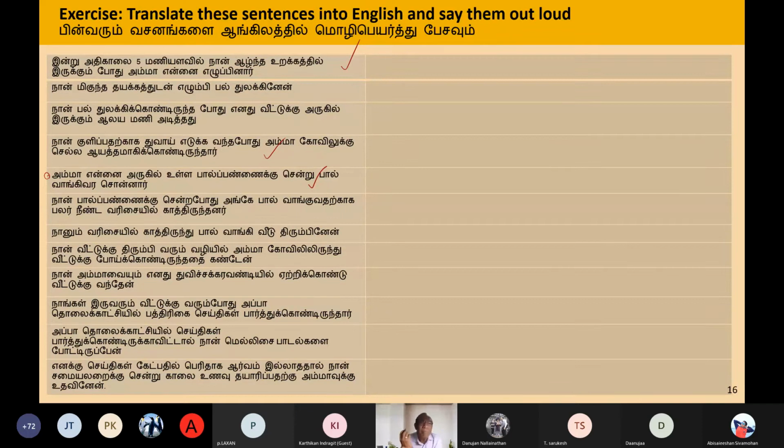Pal pannai, you can say milk shop, milk board, I don't know what it is, anything would do.